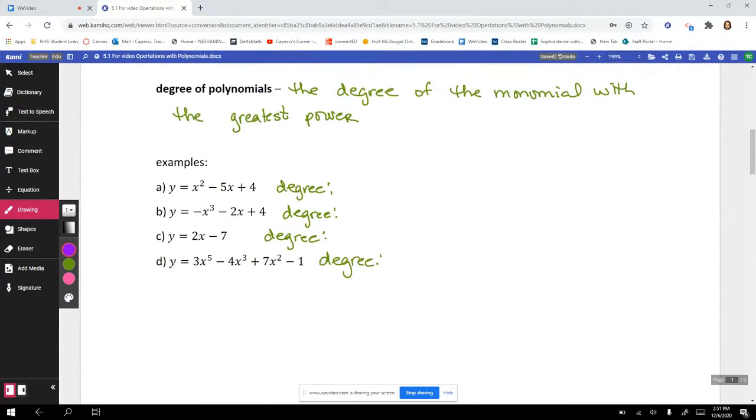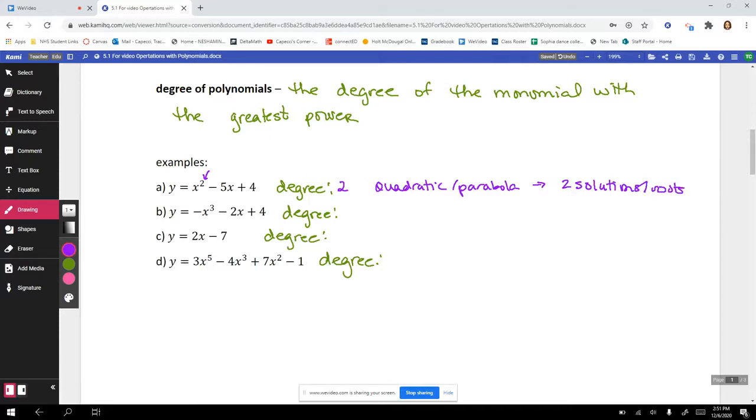Okay, let's look at letter A. We have x squared minus 5x minus 4. Now, the highest exponent there is a 2, so my degree is going to be 2. We just finished a chapter on quadratics, so that's a quadratic equation, and the graph looks like a parabola. Because the degree is 2, the highest power, that means we have two solutions or roots. That's really the important thing about that.